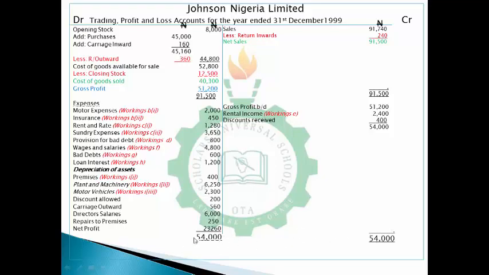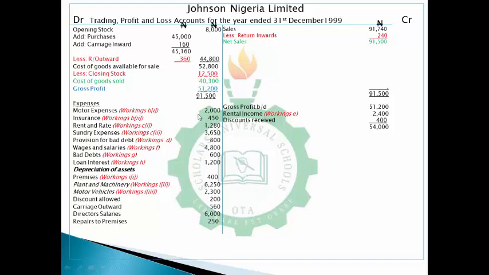Please don't forget, what I've done here to get my net profit is I added all my expenses together. By the time I added up my expenses, I took it out from my income, because my expenses are not up to my income, to get my profit.